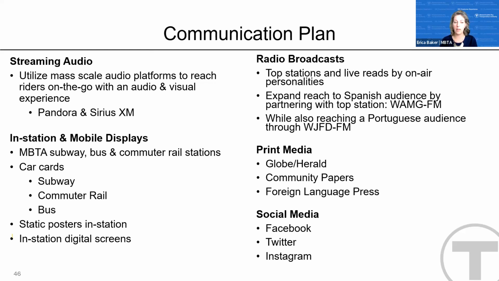In-station and mobile displays. As I previously discussed, there are opportunities in-station, both static and on in-station screens. Mobile displays can come in the form of car cards across all modes, including subway, commuter rail, and bus. And then moving on to broadcast radio.